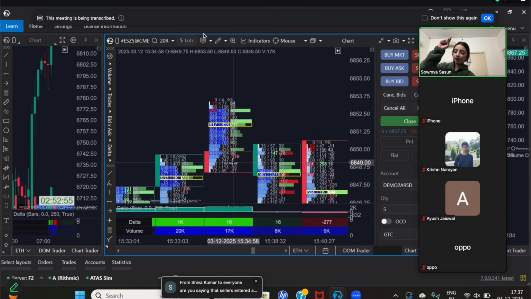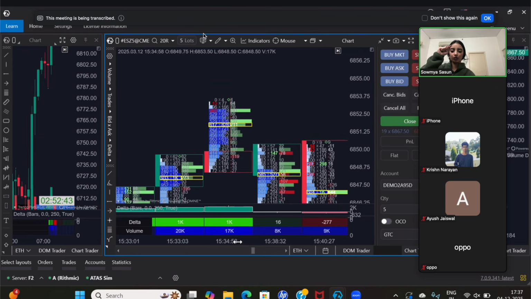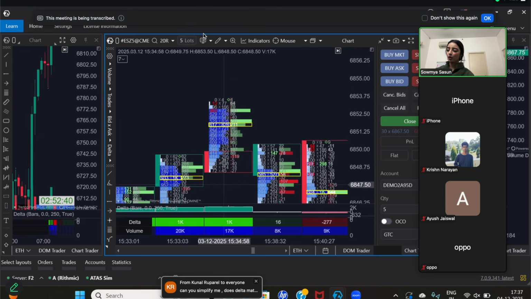There I find a footprint chart like this, which shows me a red candle with very positive delta. And this pattern is occurring in my supply region. What will I do? I will take a short and I will place a stop loss above this, and then I will book my profit.